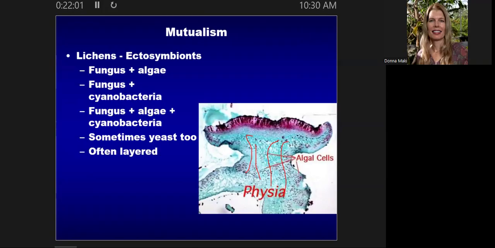So again, this image is trying to show that you do have this tissue-like organization. And sometimes you'll even have tissue that's organized to latch onto the substrate. So you have parts that are designed to latch firmly onto the side of a tree trunk or onto a rock, and other parts of it are more upright off of the substrate.